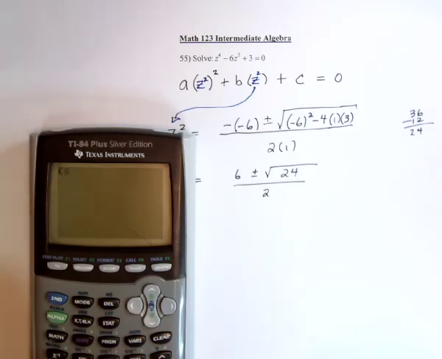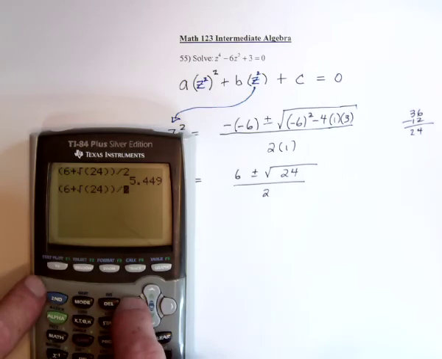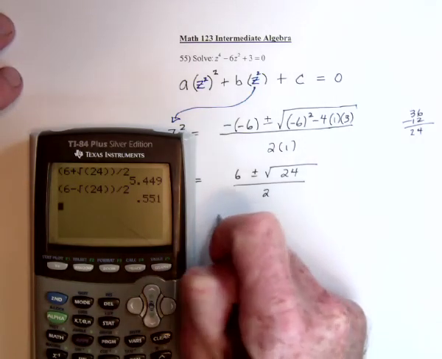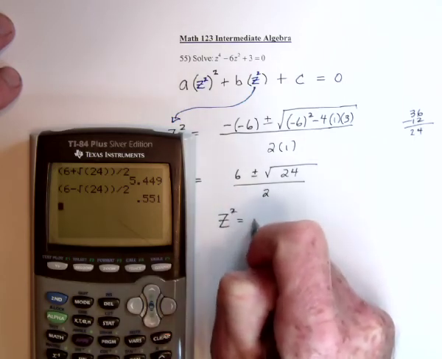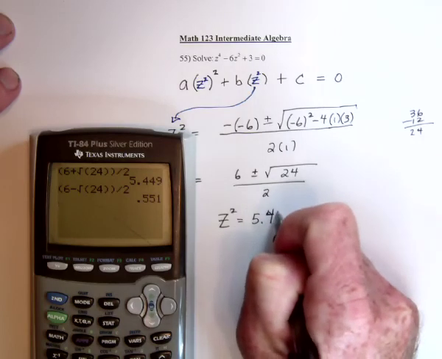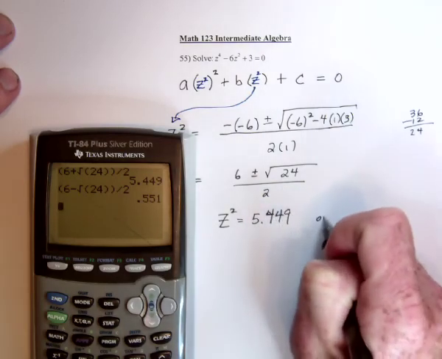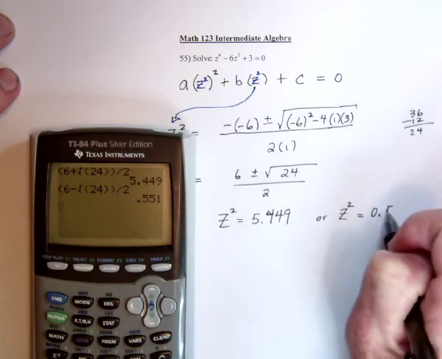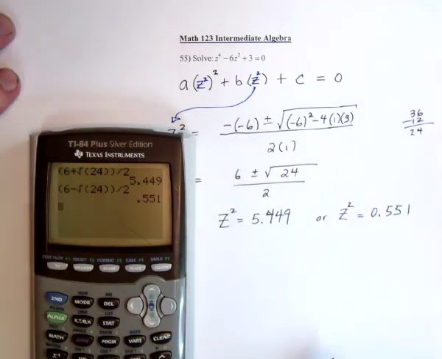So in parentheses, here's the numerator, 6 plus the square root of 24, divided by 2. And then do the same thing with subtract. So we have z squared equals 5.449, or z squared is equal to 0.551. And then we need to take the square root of each of those.